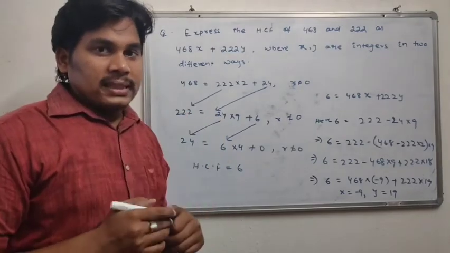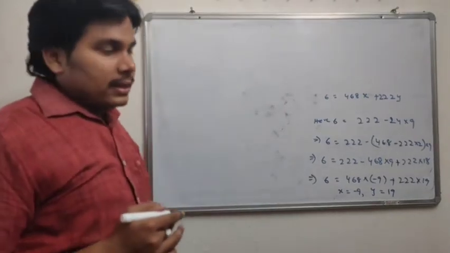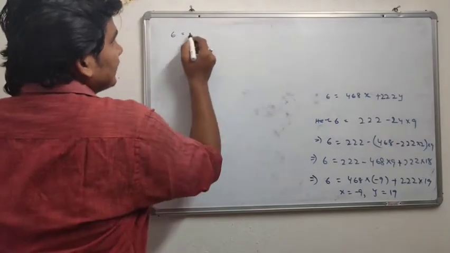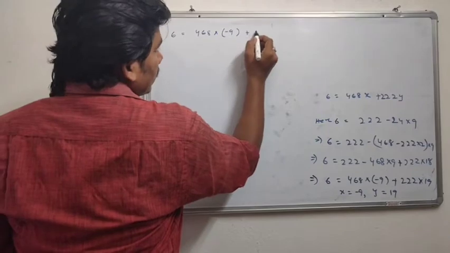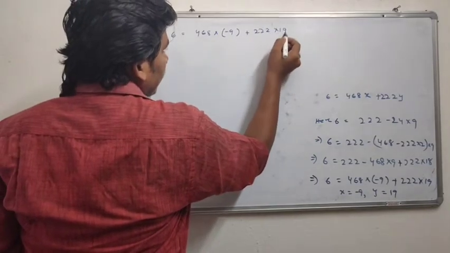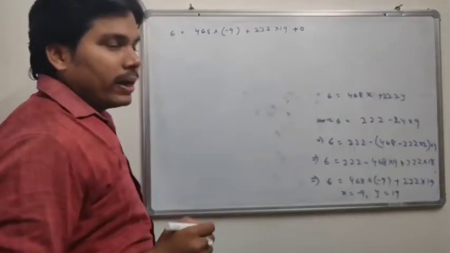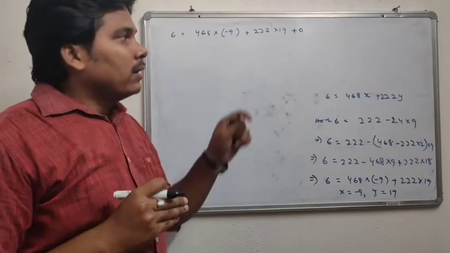Now we move to another way. Now we'll see the second method. In the second method, I will take the same value, 6 equal to 468 into minus 9 plus 222 into 19. Here, I will just add plus 0. Why am I adding the plus 0? To not change the value.